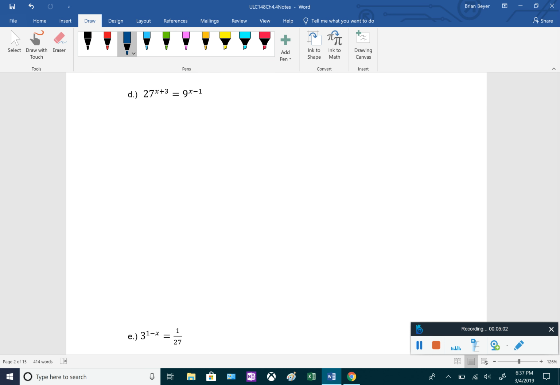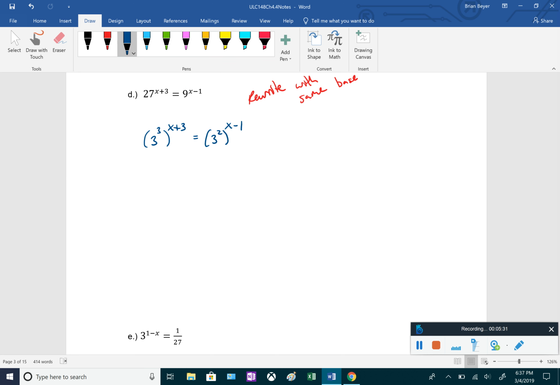Next one, we have 27^(x+3) = 9^(x-1). So both of these, we're going to have to rewrite both of those. We can rewrite both of these with base 3. 3 cubed equals 27, and 3 squared equals 9. So make sure you have parentheses.